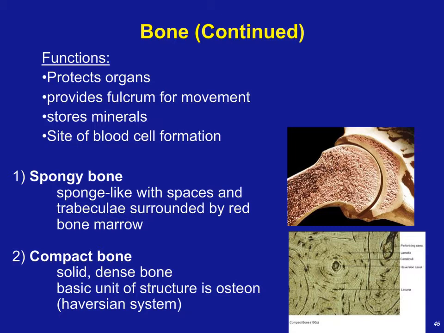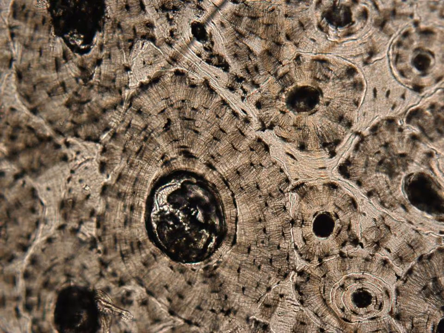So if you've ever sat there and eaten a chicken wing and you bite through the end of the long bone, you see that it's sort of sponge-like, you've just hit spongy bone. Okay, pop quiz, what kind of bone is this? Well, if you said compact bone, you're correct.